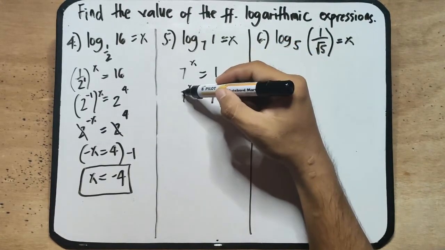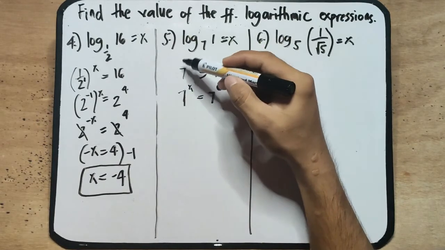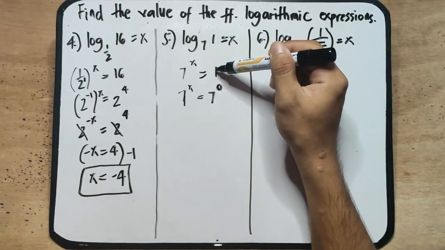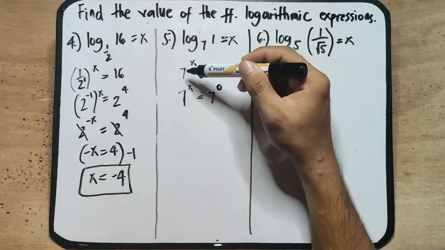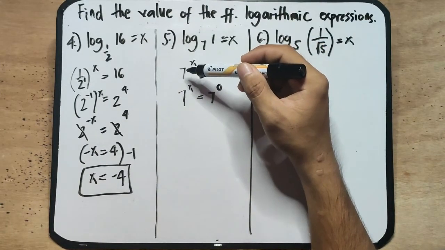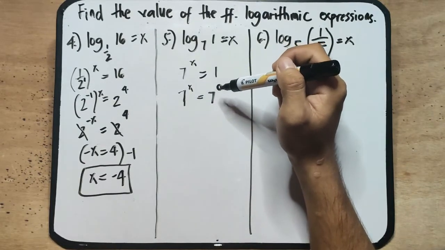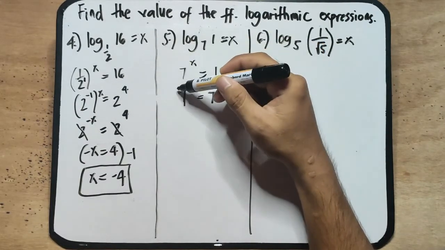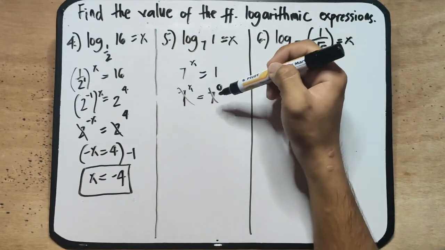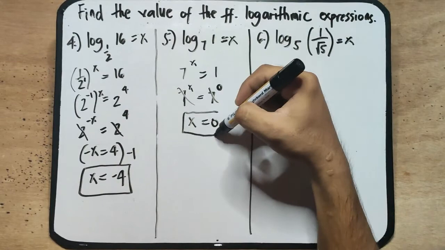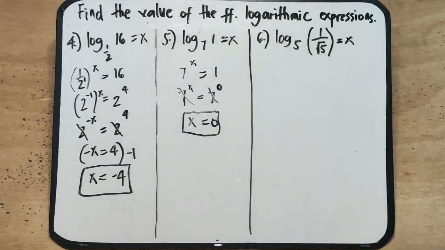Okay? So if you see an example like this and you have 1 in this part, the base you will use is the same as the base on the left-hand side of our equal symbol, so that it can be canceled out or disregarded, and we immediately bring down the exponent. So the bases are the same, we disregard the base, we bring down their exponents. We have x is equal to 0.